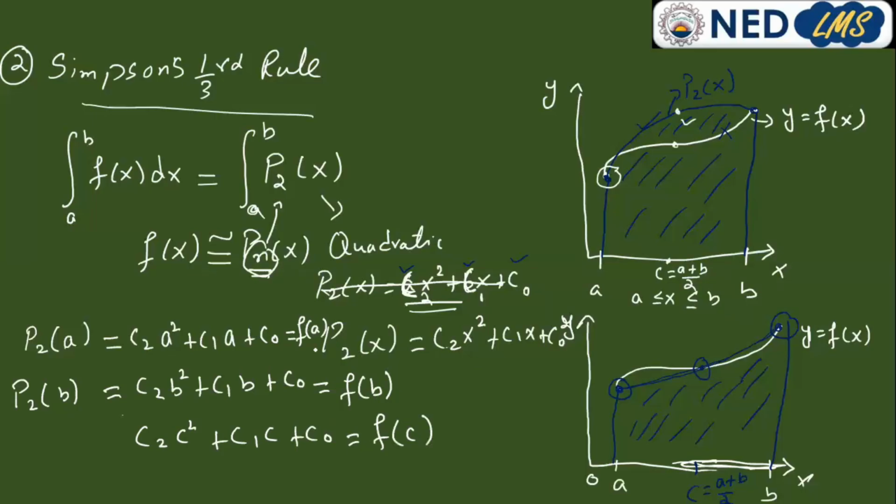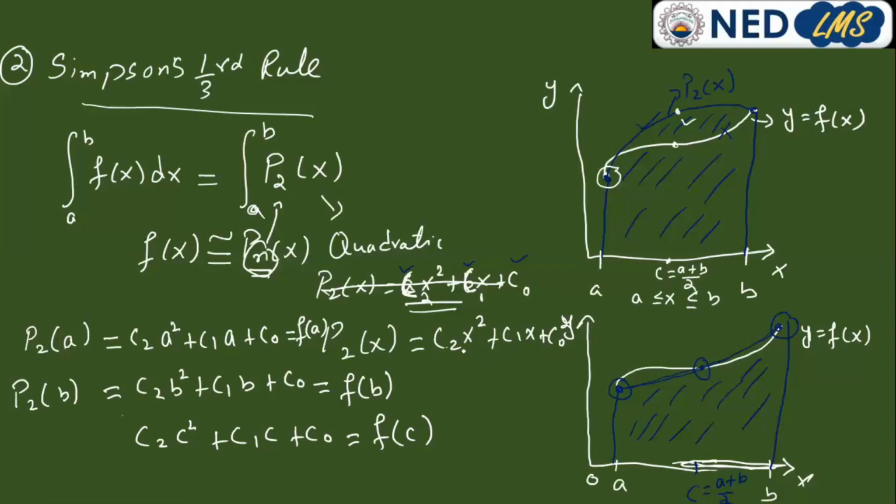So here the right hand side is f of a, f of b, f of c, and on the left hand side, the unknowns are c2, c1, c naught. I don't know these unknowns. If I know them, then life is easy. I will just replace them in the place of C2, C1, C0 respectively. In that way, I will know the polynomial, and then I will replace the polynomial here and integrate it from a to b, which is the easiest thing, because integrating a polynomial is easy.